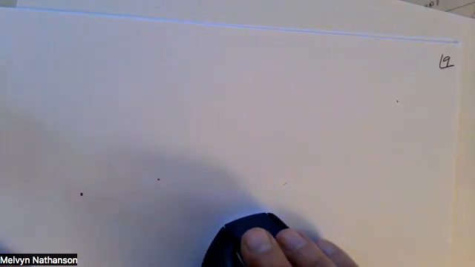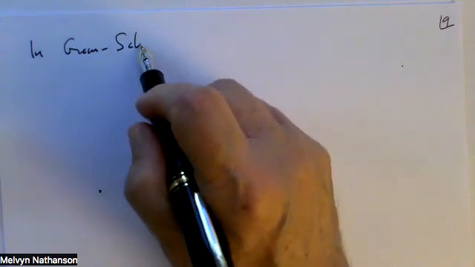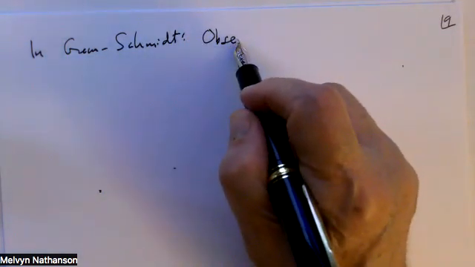So in the notes, I've broken this up into a couple of steps. Let's see how we're going to do this. So in Gram-Schmidt, I can start with the following observation.